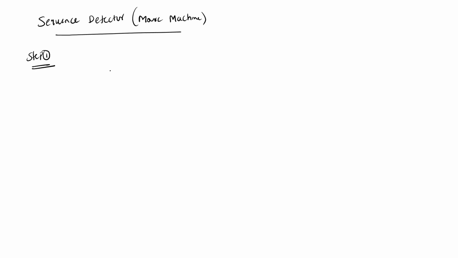Non-overlapping case we already saw, no? So this is S0 with input 0. I'm checking for the 101 sequence. If it is 0, it will stay in the same state. And if it is 1, it will go to the next state. This is S1 by 0. If it is 1, it will go to the next state.